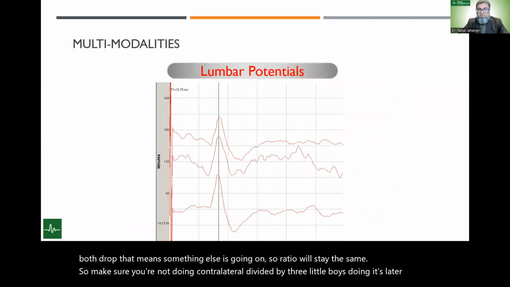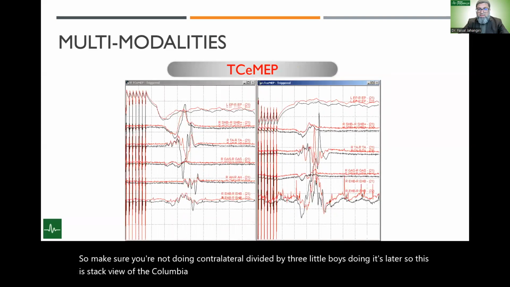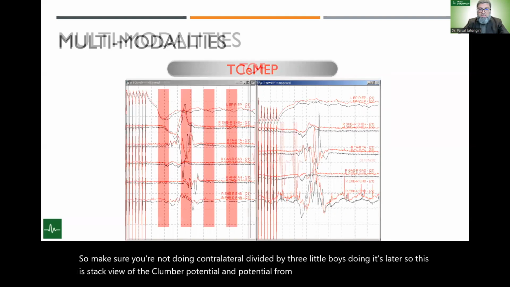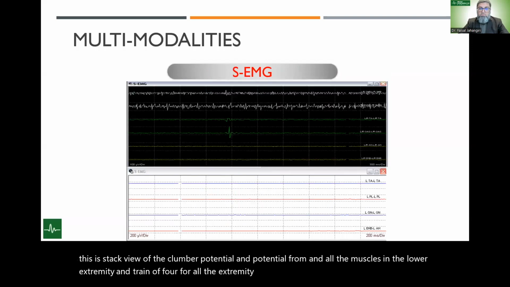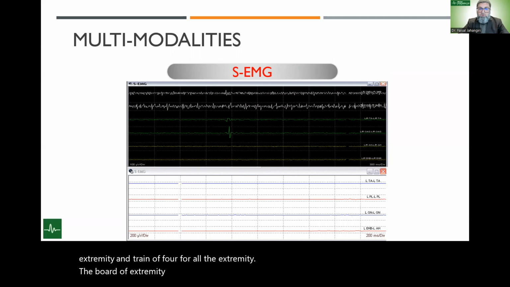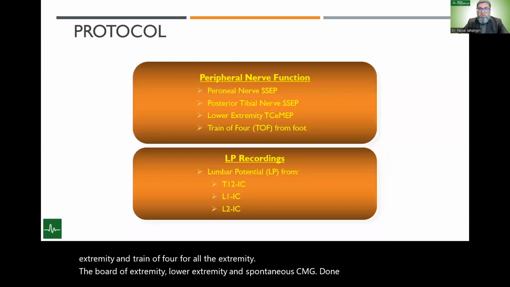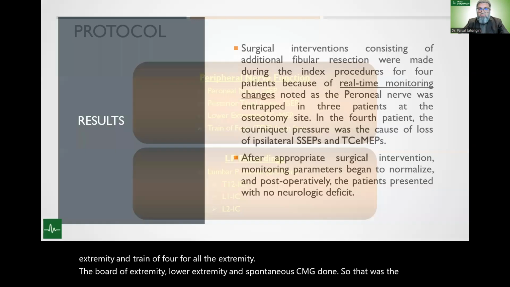So this is a stack view of the lumbar potential and motor evoked potentials from the hand and all the muscles in the lower extremity, and train of four for all the extremities, from both lower extremities, and spontaneous EMG done. So that was the protocol, monitoring all the muscles.